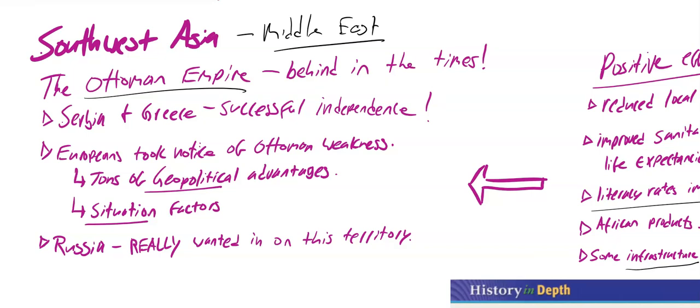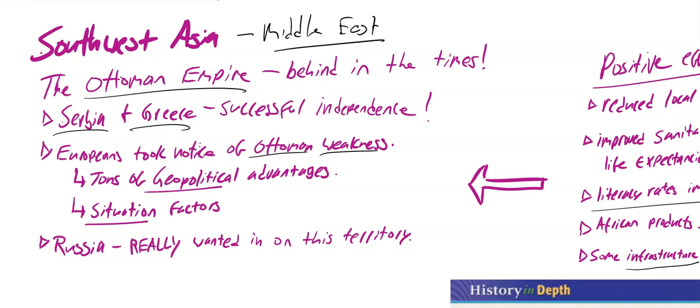And so we already talked in a previous video about some of these issues. We're going to talk in a future video about how Serbia and Greece began to try to get independence from the Ottoman Empire and succeeded. And Europeans are going to also take notice of the Ottoman weaknesses. And they're going to start thinking, well, the Ottoman Empire is really weak and they control a lot of really strategic land and cool resources.